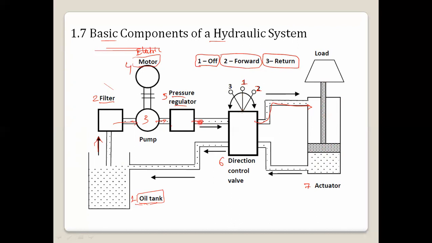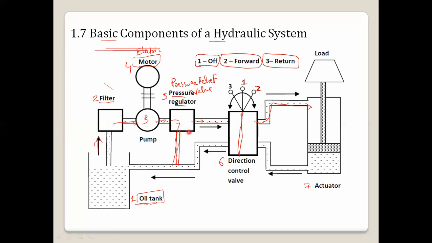Okay, off position means there will be no flow to the direction control valve. So at that time, the pressure regulator will operate. Here the pressure regulator acts as a pressure relief valve. When it is closed, oil cannot flow through the direction control valve. So the oil will go here, where the connection will be from the pressure regulator to the delivery line, and the oil will flow from here.